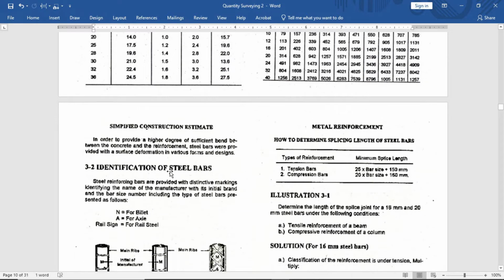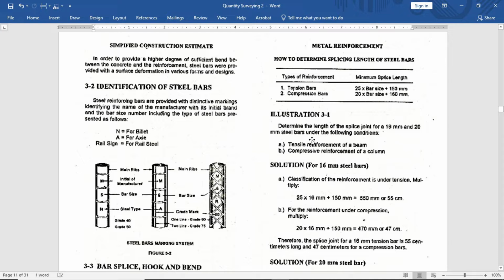So, punta tayo sa estimate natin. So, in order to provide a higher degree of sufficient bond between the concrete and the reinforcement, steel bars were provided with a surface deformation in various forms and design. So, ito nga, yung sinabi ko kanina, tinatawag natin surface deformation. So, iba't iba rin yung design niya, depende rin sa manufacturer.